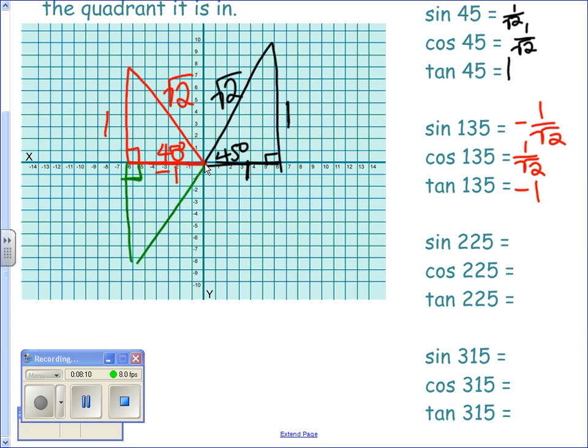225. This angle is what? What is this length? What about this length? Negative 1. And the hypotenuse? Square root of 2. Why is the hypotenuse positive still? It doesn't change. Negative 1 squared plus negative 1 squared is 2, and you have to take the square root of it.